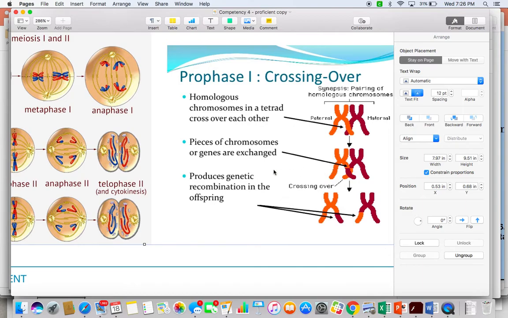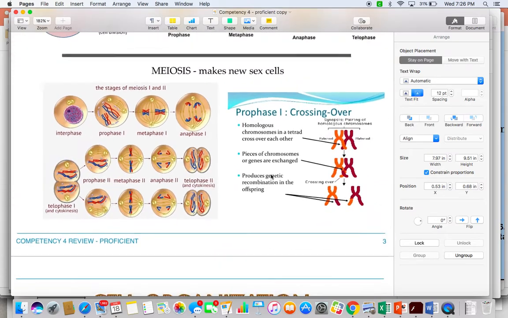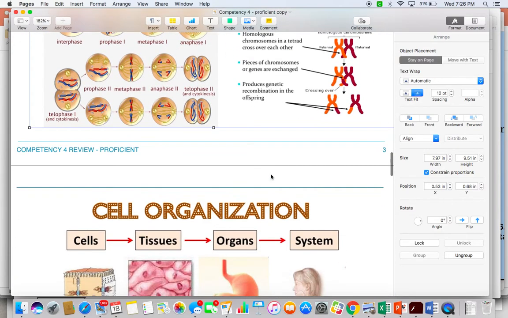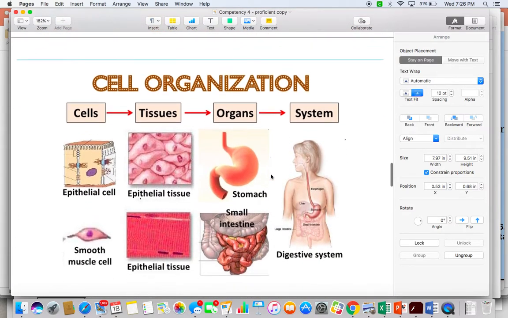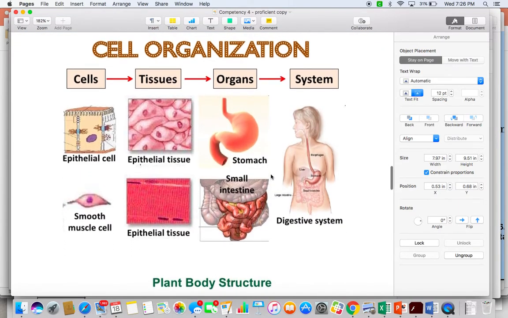And this is one of the reasons why it's going to be different. Okay, so the next thing that we're going to look at is organization. So this is the next descriptor that we need to talk about. And so that explains the difference between an individual cell and a tissue and an organ and a system.